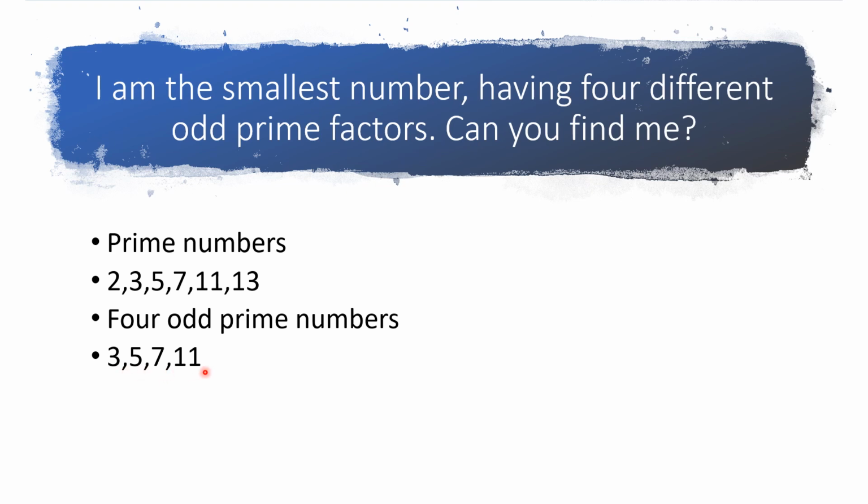And these odd prime numbers are odd prime factors of that number. It means let us put the sign of multiplication here. 3 multiplied by 5 multiplied by 7 multiplied by 11 equals 1155. It is the number. Very simple and interesting. So, my dear students, practice prime factorization by factor tree method also and continuous division method also.